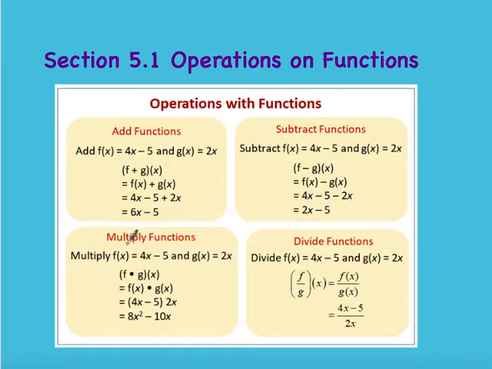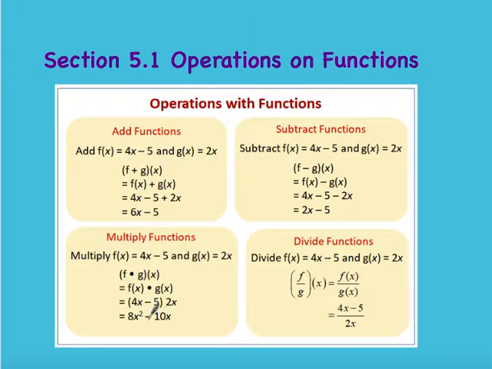We can also multiply and divide those functions. So if I take f of x times g of x, I simply multiply those two functions together. But when I do that, I'll have to distribute that 2x inside of that parenthesis grouping to give me 8x squared minus 10x.